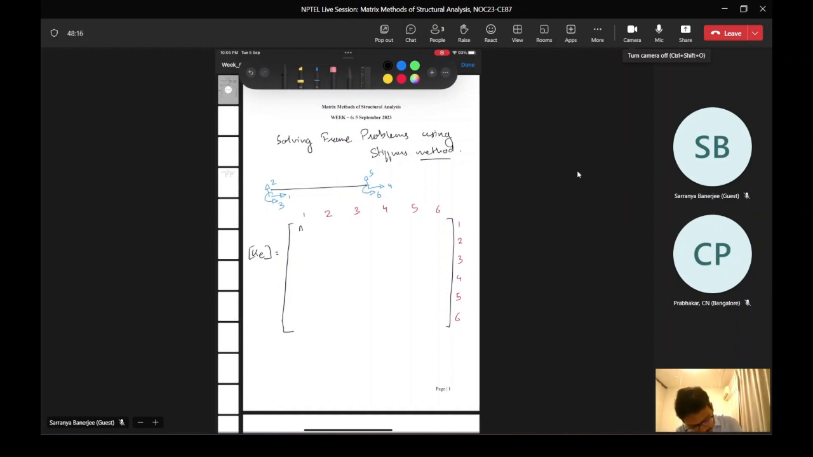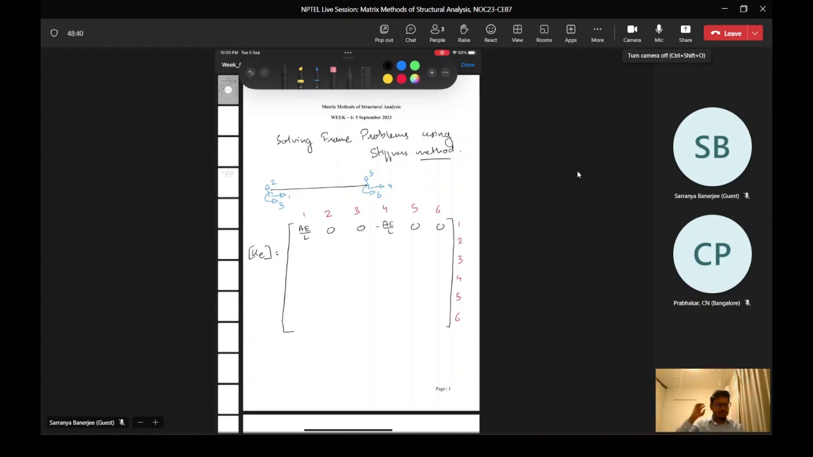First one would be AE by L, right? 0, 0, 0, 0. First one, if we just see the 1 and 4 degrees of freedom, the force should be minus AE by L. Oh, sorry. Yes. Thank you.